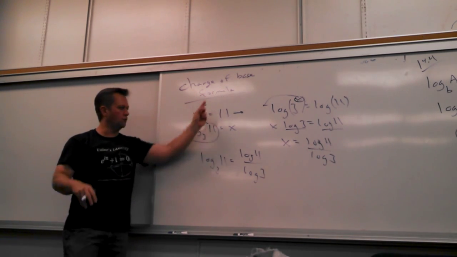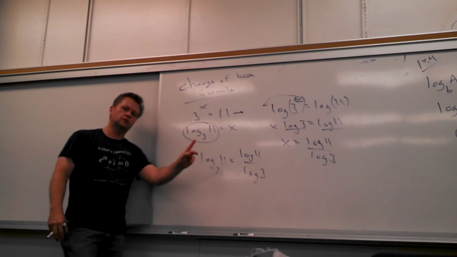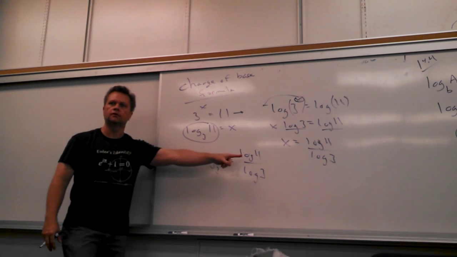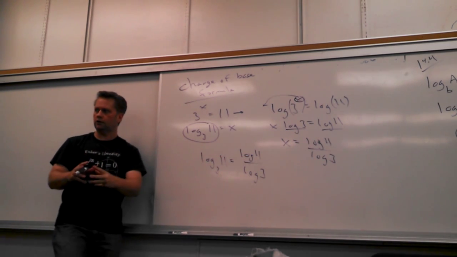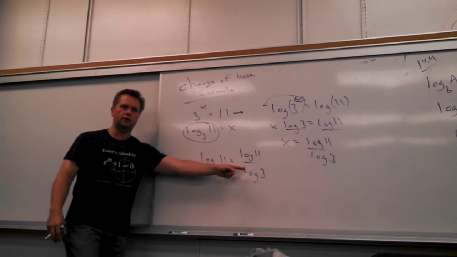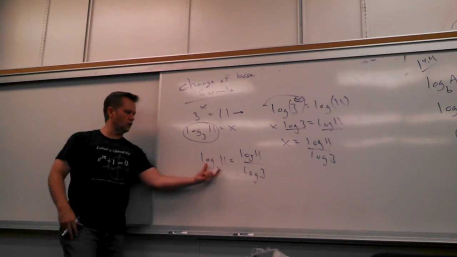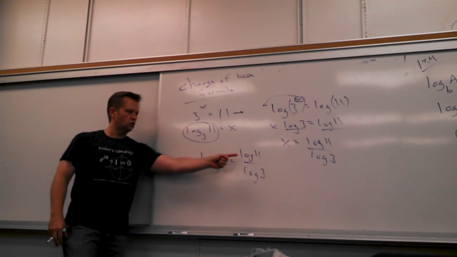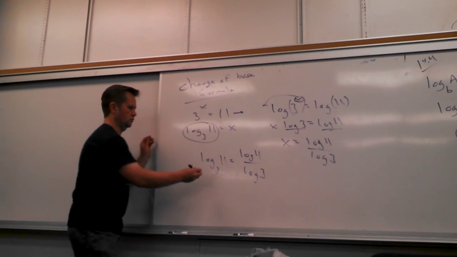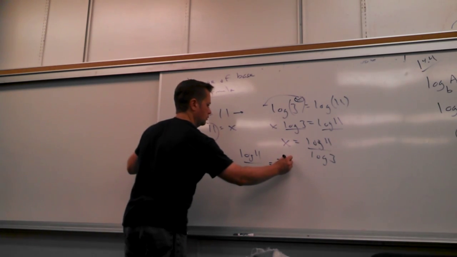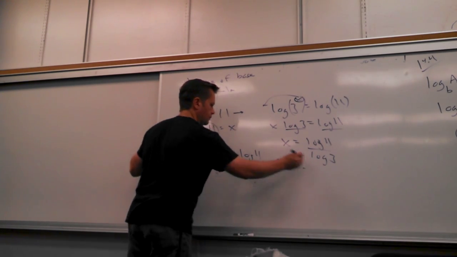Why do we call it that? What's the base on this side? 3. What's the base on that side? 10. Now nothing is written there, but it's understood to be 10. Why is base 10 a better base? Because it's in our calculator. So if you have to know what log base 3 of 11 is, you take log 11 divided by log 3. What is it? 2.18.